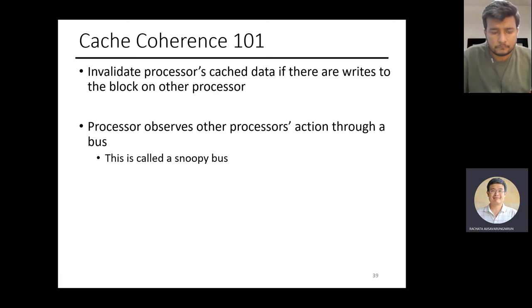So the processor would have to observe every other processor's actions through a bus. And this is called a Snoopy bus. The reason why we call this a Snoopy bus, just to help remember the name, is the same as snooping around when you, let's say, have cats or dogs. They will snoop around a lot to get information.